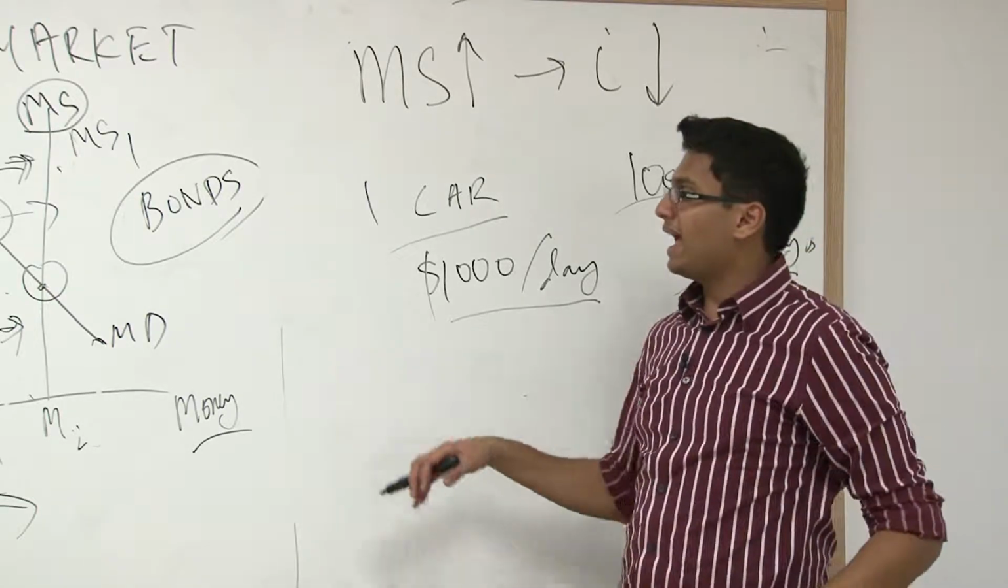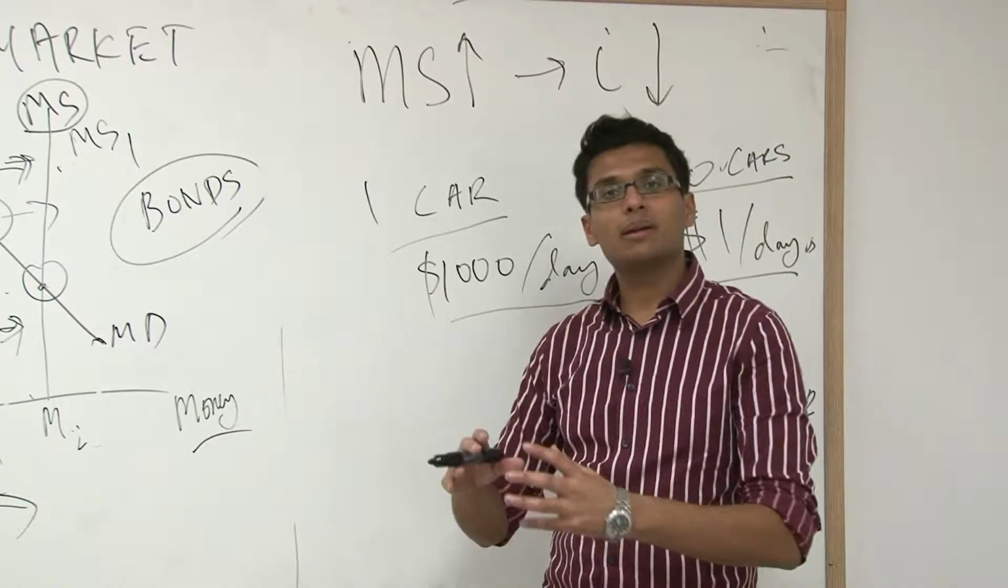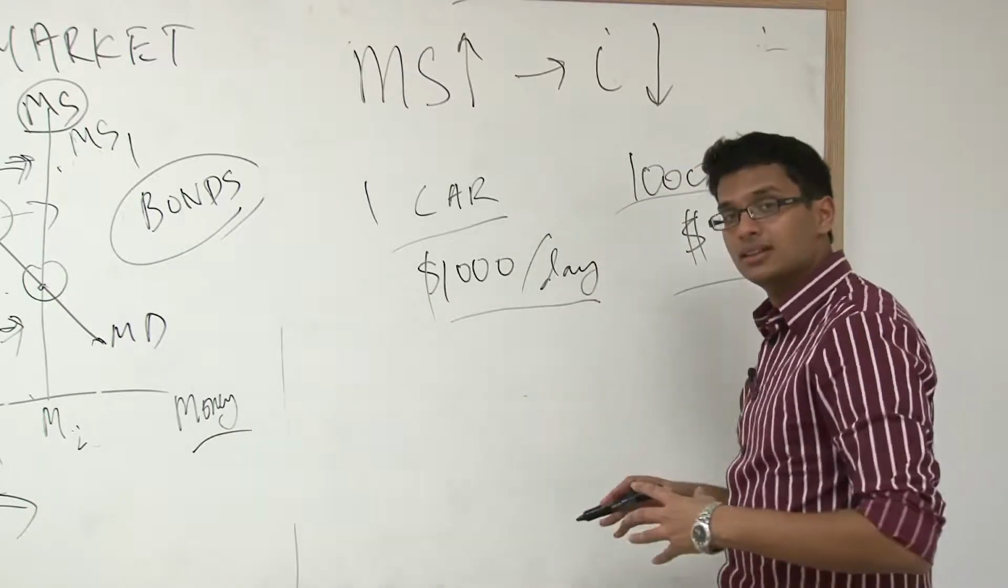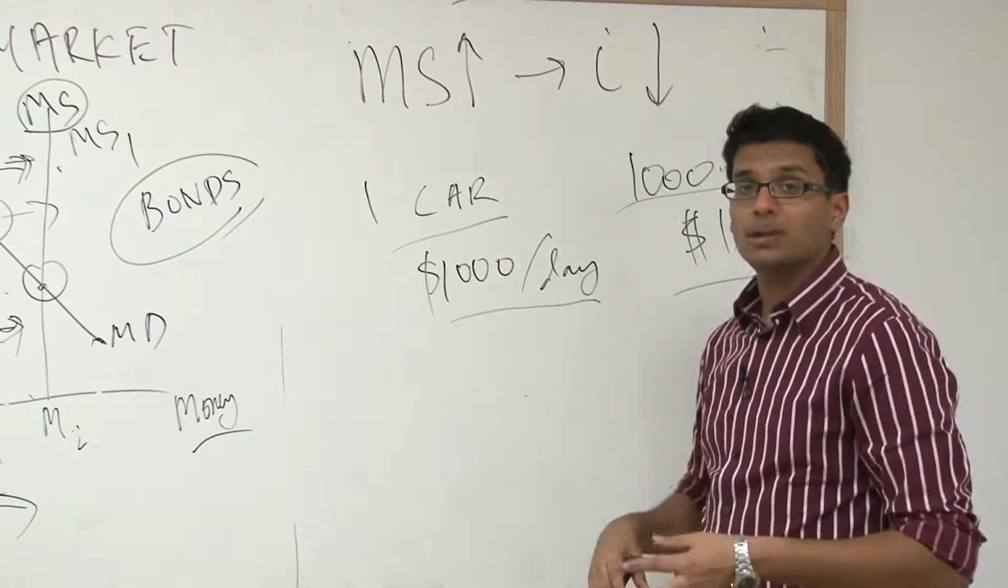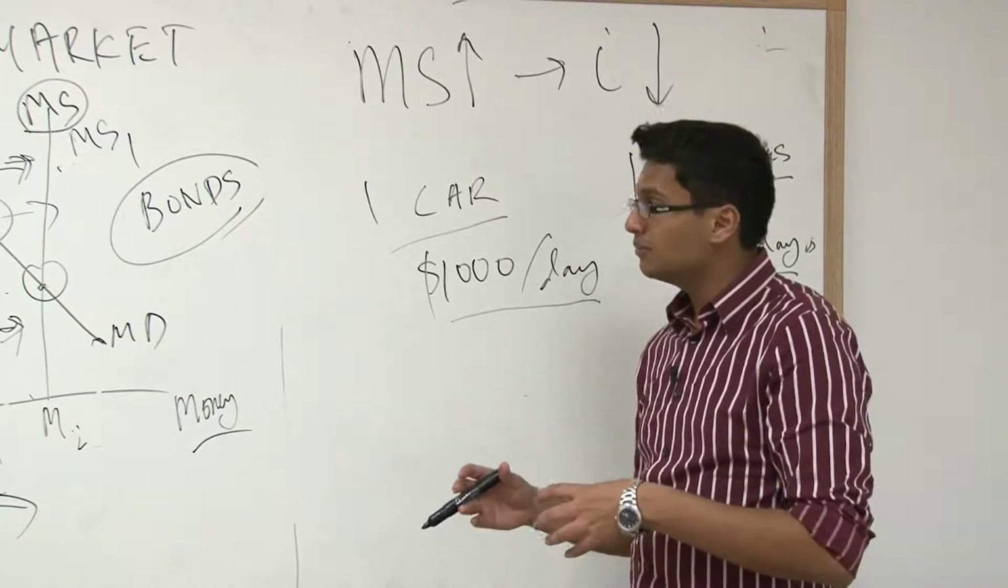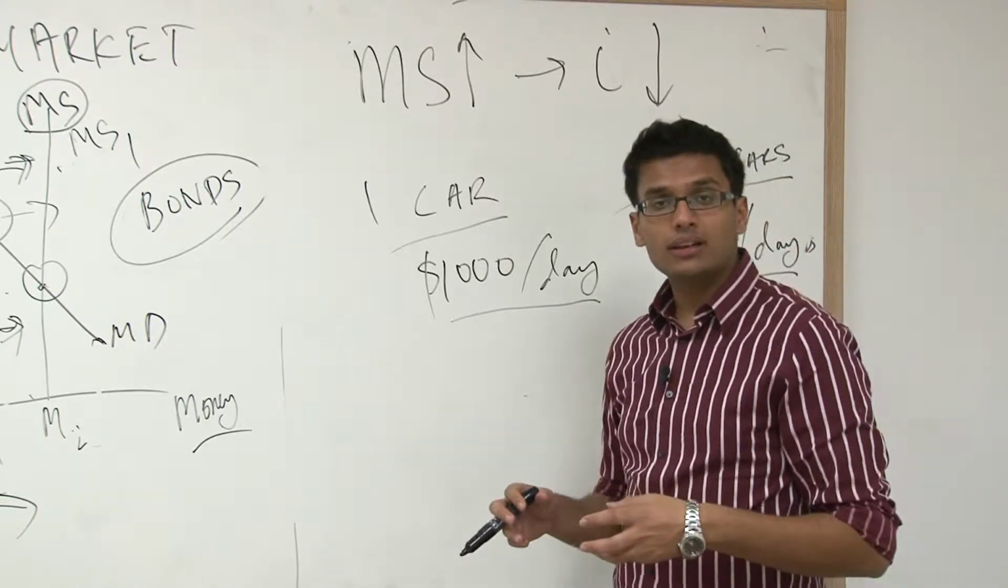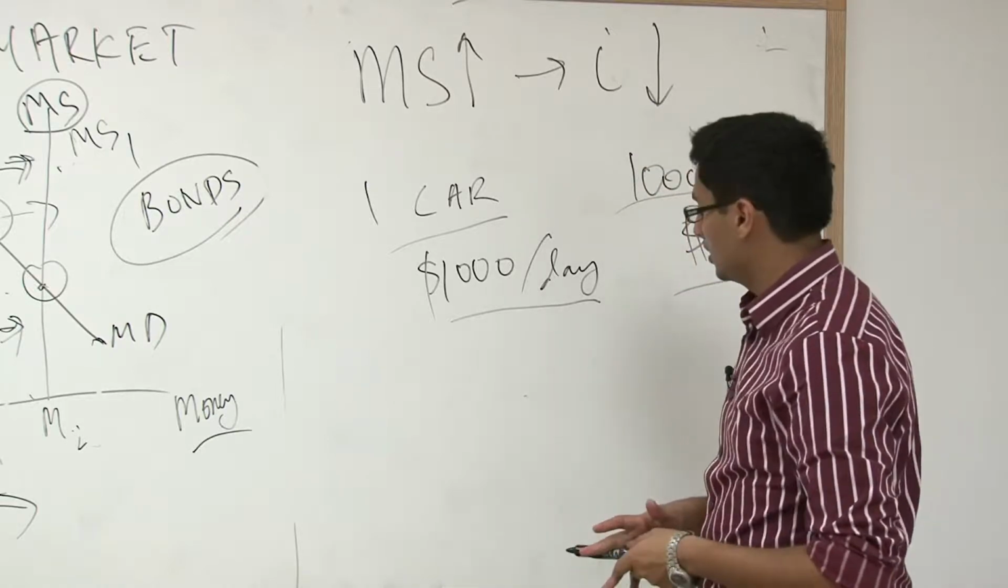Similarly, when I have this equilibrium and I shift the money supply to the right, there's more money in the system. It's cheaper to borrow money, and interest rates come down.